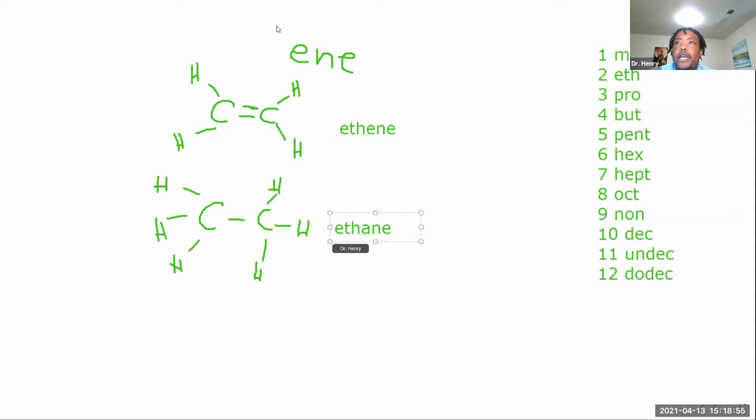Okay. So anytime that you have the double bond, you also have to let us know where that double bond is. It doesn't matter in the case of ethene because there's only one place it can be. But the way that we would draw it in this case is just a double bond, and that would represent the double bond.